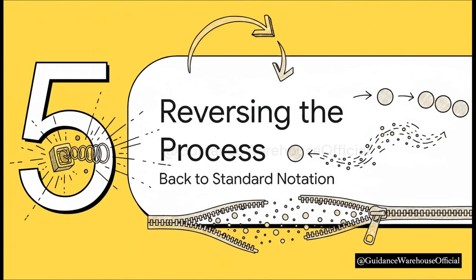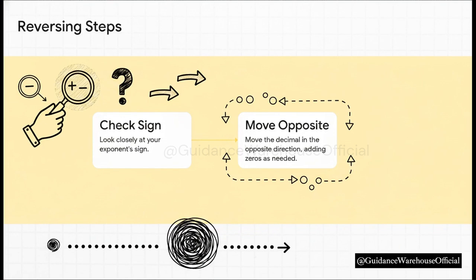Now for Section 5, reversing the process. Sometimes you have to go backward, right? Thankfully, this is an incredibly straightforward reverse operation. Step 1. Look closely at the sign of your exponent. Step 2. Move the decimal in the opposite direction. So a negative power means you move to the left, while a positive exponent means you move to the right, just plugging in placeholder zeros as needed.